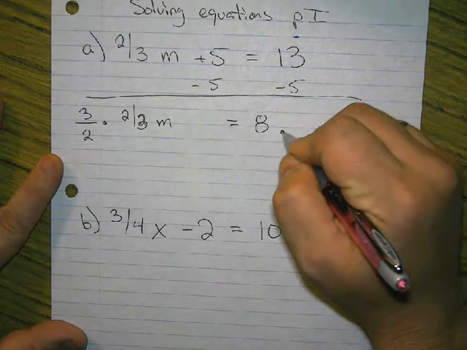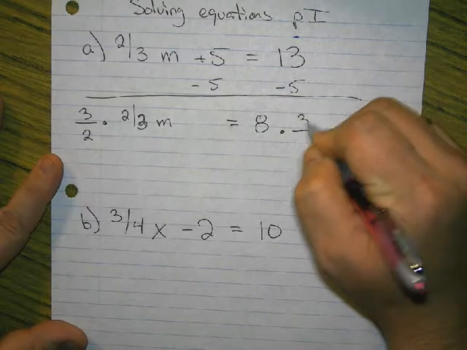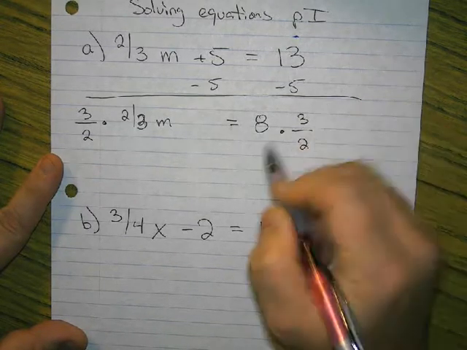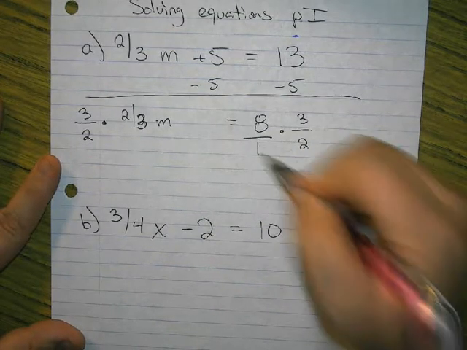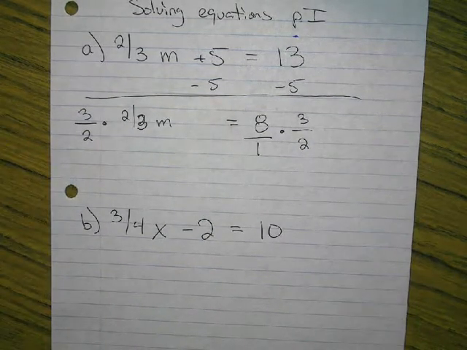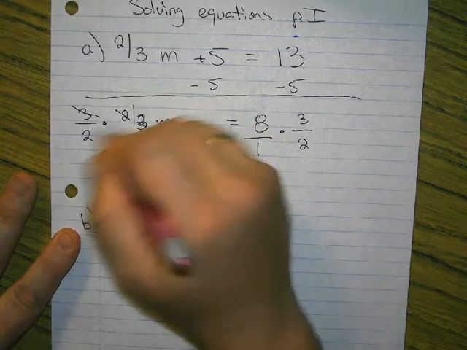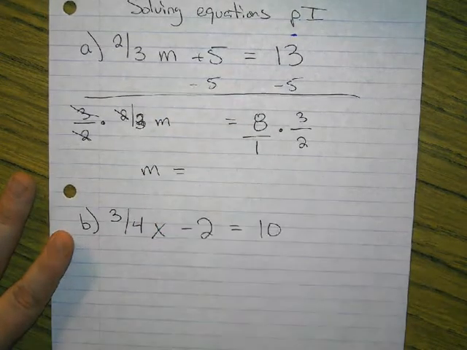But since I did it to that side, I have to do it to this side. And this number just chilling by itself means it's over what? 1. On the left, I'm going to get cancel, cancel, cancel, cancel, and I'm left with just m.